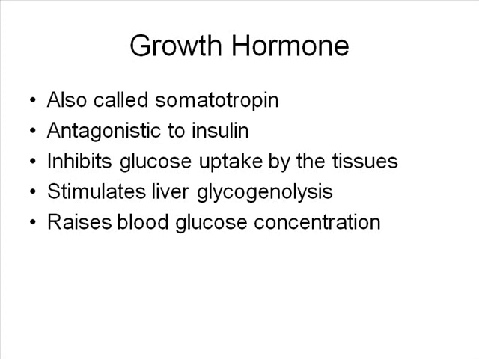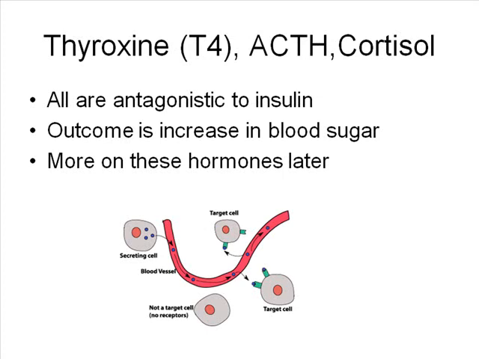All right? Now, growth hormone. Growth hormone is also called somatotropin, and it is antagonistic to insulin. What it does is inhibit glucose uptake by the tissues, and what it gives you is more circulating glucose for growth and development. Thyroxine, T4, ACTH, and cortisol are also all antagonists to insulin. And the outcome, remember, is to increase your blood sugar so that you have more available for whatever stressful process happens to be going on.